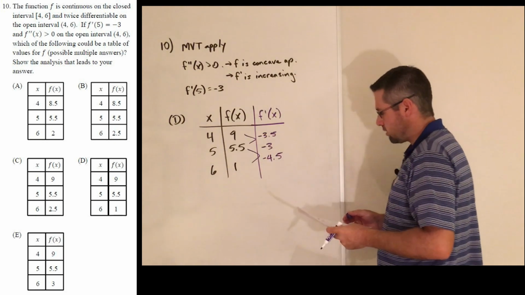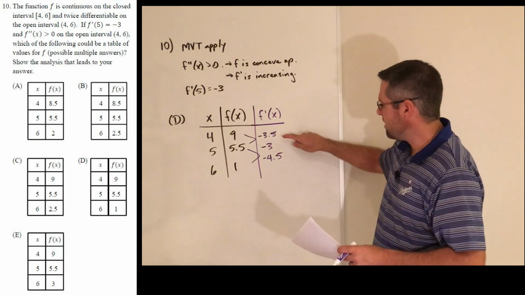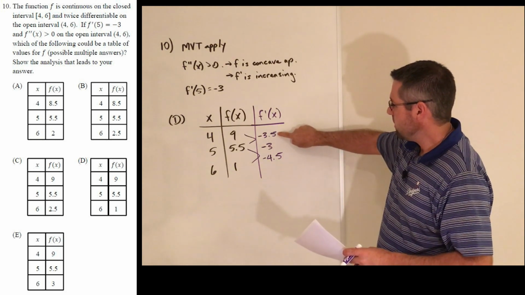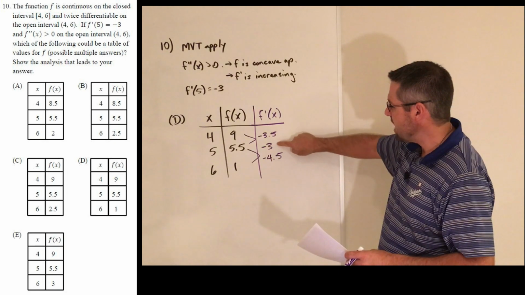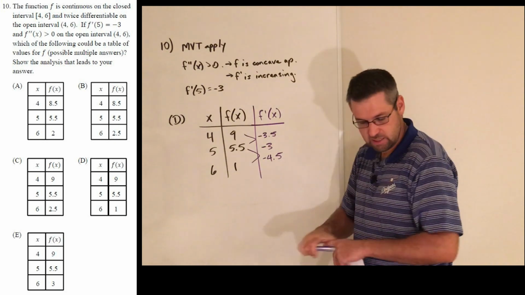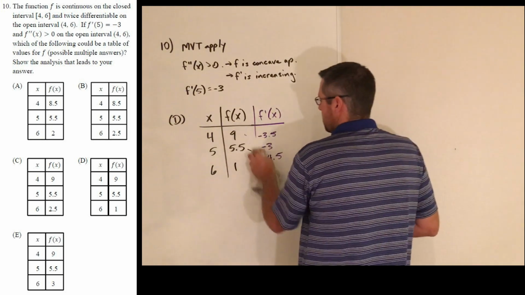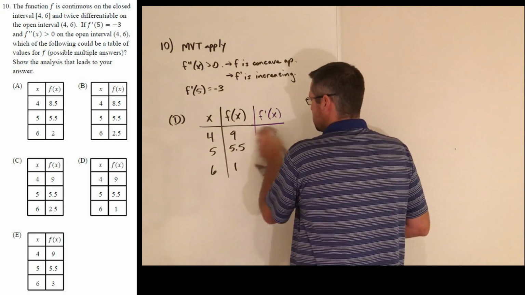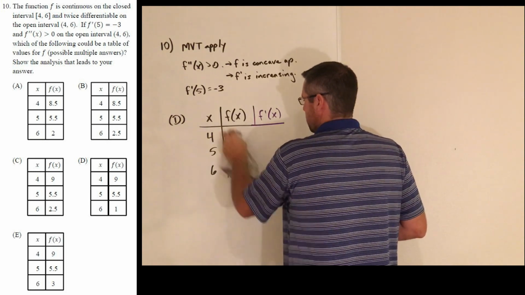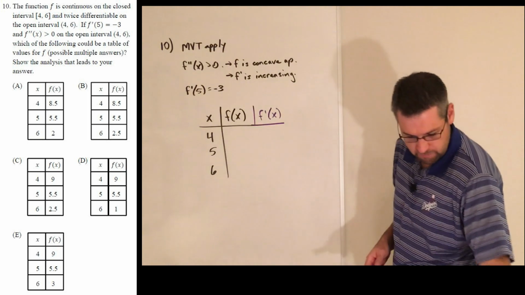So what we see here is actually kind of a mess. We see that the derivative is increasing and then it's decreasing, which means f prime is not consistently increasing throughout that table. So let's go ahead and take a look at the correct answer.